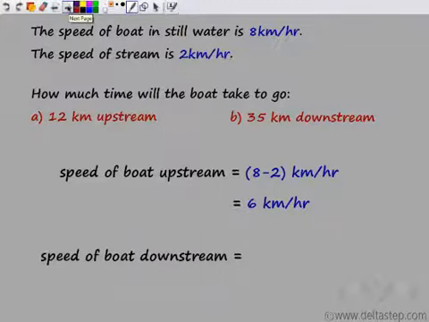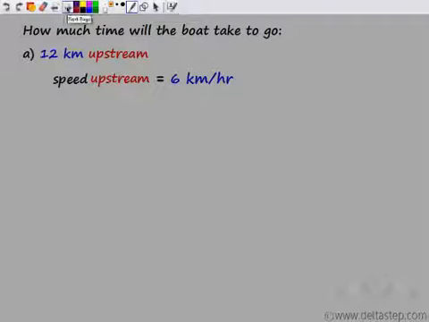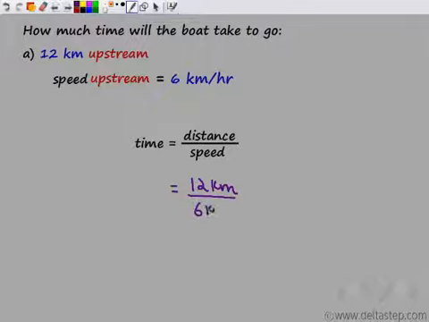So I know the speed upstream, I know the speed downstream. I want to find the time in which this distance is traveled upstream and the time in which this distance is traveled downstream. So let us find the time now. So I want to find the time in which the boat travels 12 kilometers upstream. I've already found that speed upstream is 6 kilometers per hour and I want to find the time for 12 kilometers. So time is nothing but distance by speed. Distance we know is 12 kilometers and speed we know is 6 kilometers per hour.